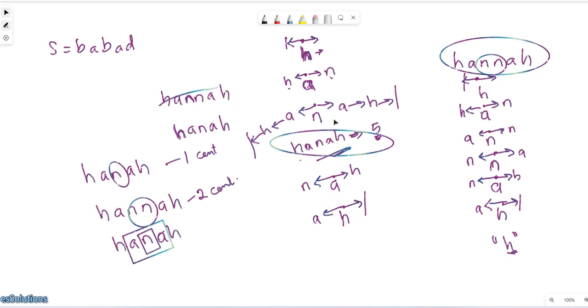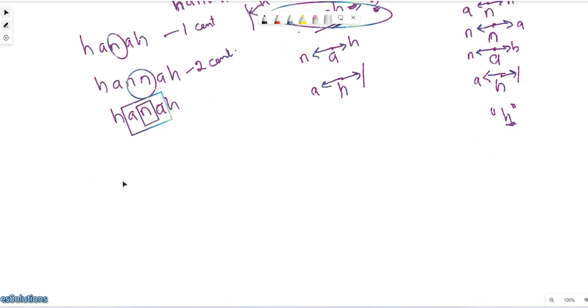If we are to go ahead with this now, let me just get some space here. So when we have HANNAH here, if we take it 2 by 2 now, we say HA. And of course, H and A are not palindromic, so there's no point going ahead. So I can go to pick the next two, which is AN, because they are not the same, so there's no point going ahead. I go to the next NN. Okay, so this is palindromic.